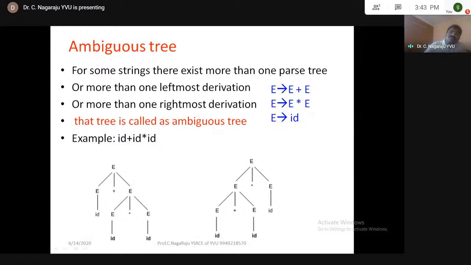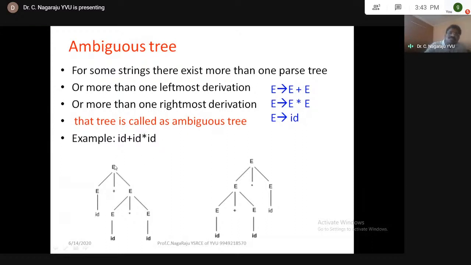For example, the same thing here. In the previous case I took id into id plus, but here we have taken id plus id into id. For this we are using this grammar. By using this context free grammar, we can derive two trees for the same id string.